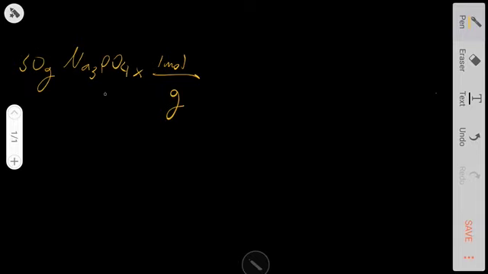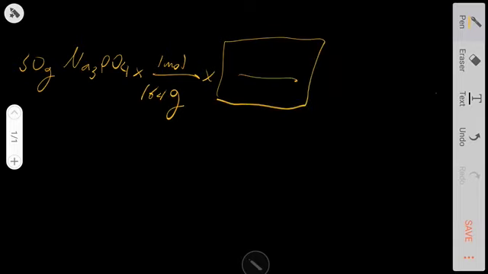50 grams of sodium phosphate. I have 164 grams. Here's going to be my ratio. Grams of sodium phosphate cancel with grams of sodium phosphate. Moles of sodium phosphate, I need to put them down here. So how many moles of sodium phosphate are there in this ratio? This is moles, this is moles.